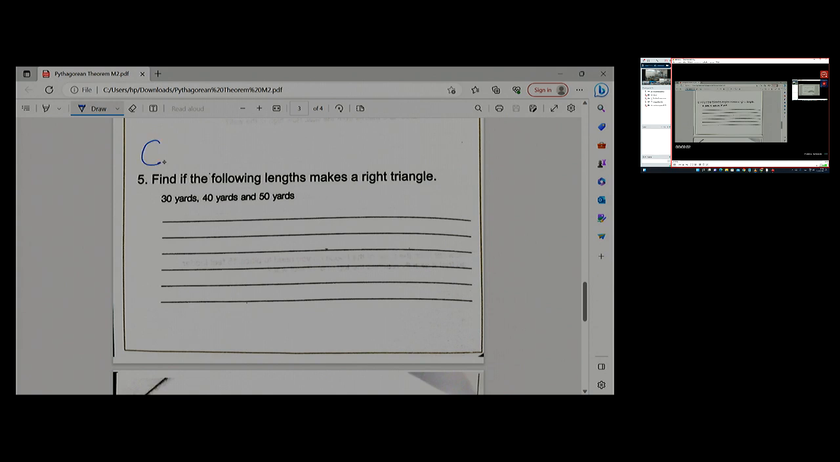This is the converse of Pythagoras theorem. Okay, this is the converse of Pythagoras theorem. For example, we have two questions, right? Number A and number B.